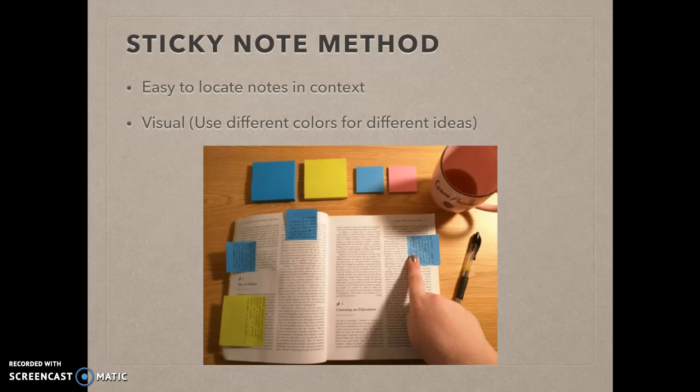The next method I have for you is the sticky note method. It's pretty straightforward. You simply find the portion in the text you want to take a note on, write your note down on a sticky note, and then stick it to that portion of the text. It makes it really easy to locate your notes within the textbook, and it's also fairly visual. For instance, you could write all of your questions on blue sticky notes, and all of the things about themes on yellow sticky notes, and so on and so forth. You can simply personalize this to fit your individual needs.